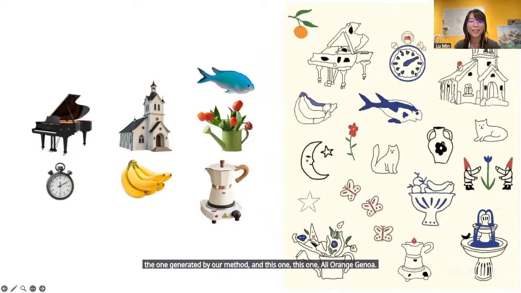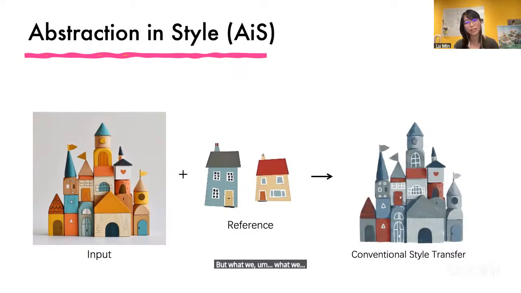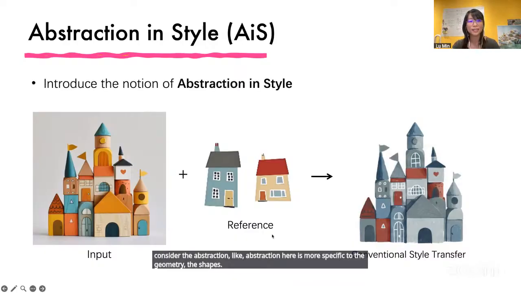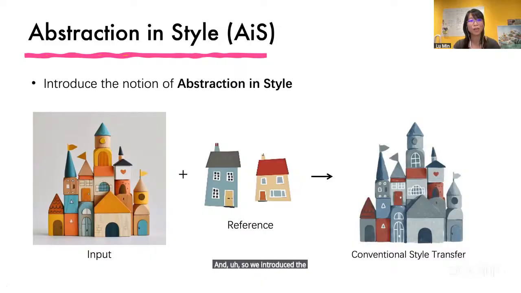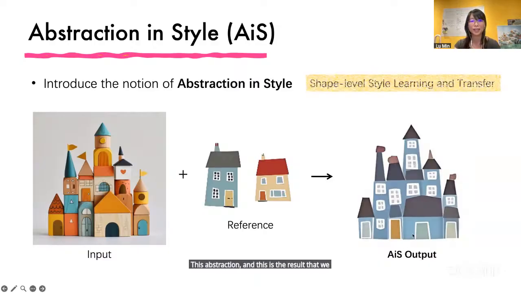Okay, so let me conclude. In this project, we do style transfer, but what we tackled here is that conventional style transfer does not really consider abstraction. Abstraction here is more specific to the geometry, the shapes. So we introduced the notion of abstraction in style, and we want to learn this abstraction, and this is the result that we generate.